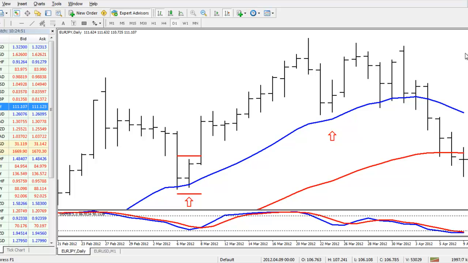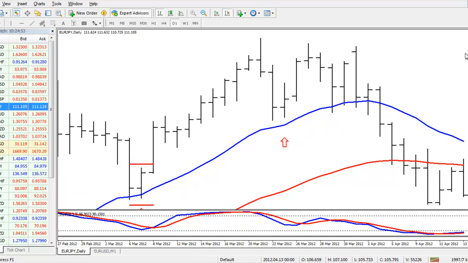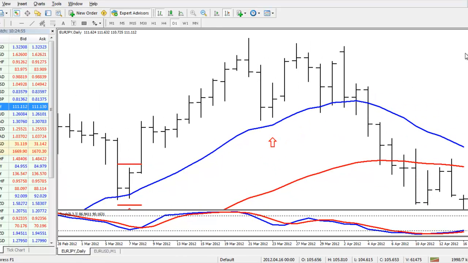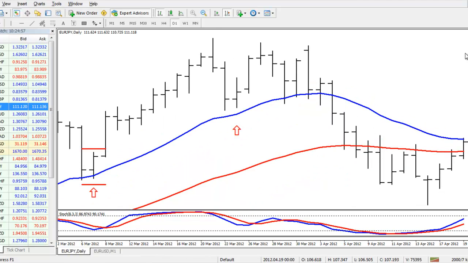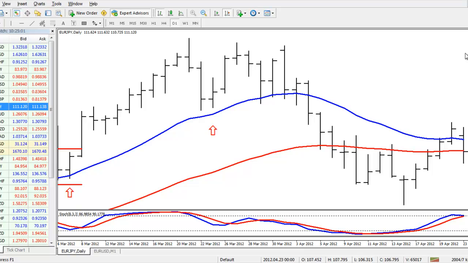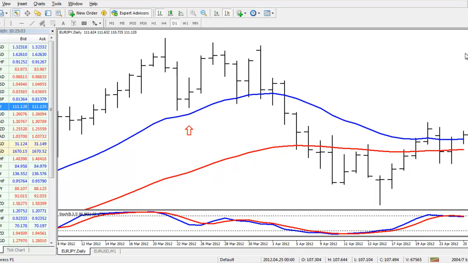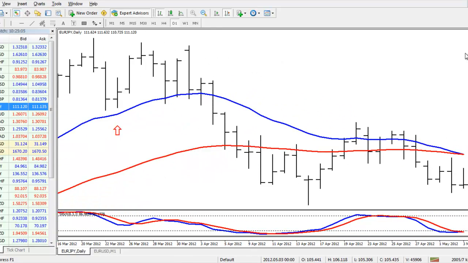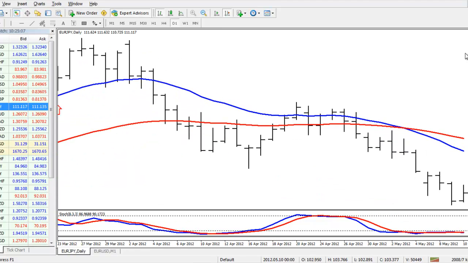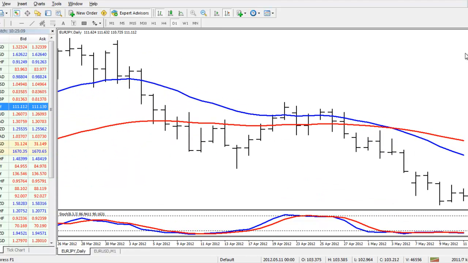We now see the market starting to go more sideways. And as a result, as the market's starting to go more sideways here, we wouldn't look to take any potential trades. We wait until a clear trend presents itself. And here we go, we've got the downward trend now.